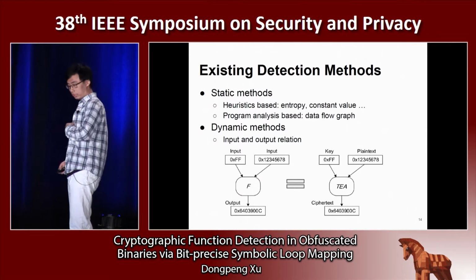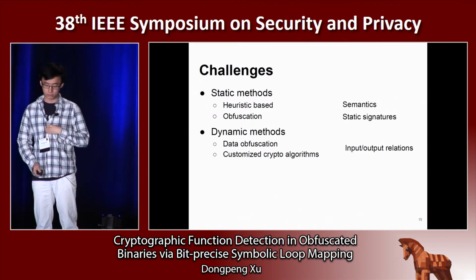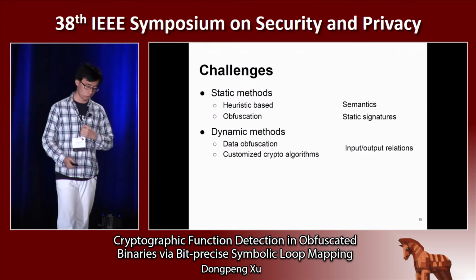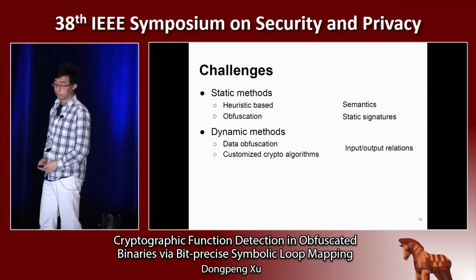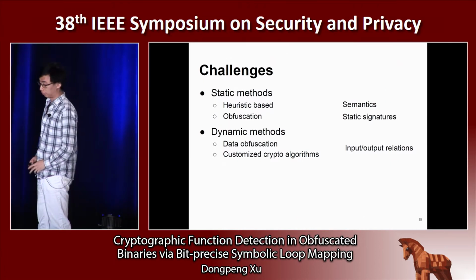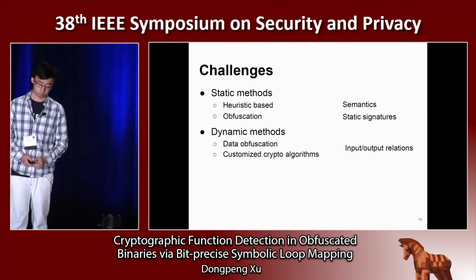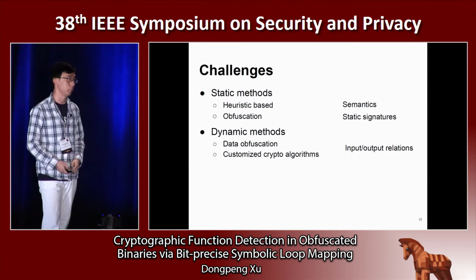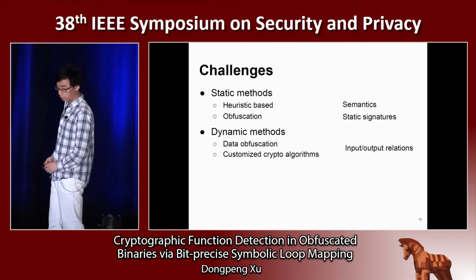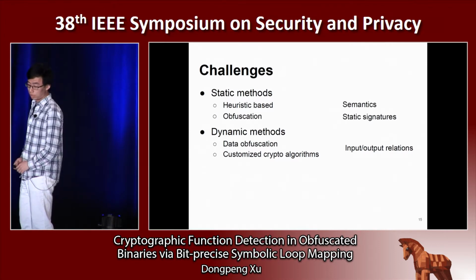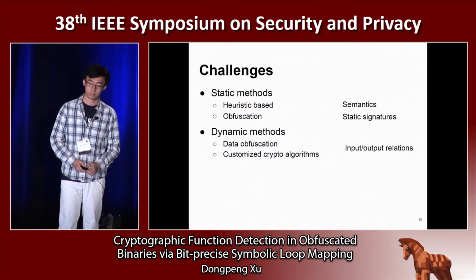But unfortunately, there are still some challenges for those existing methods. First, for the heuristic-based static methods, the heuristics they rely on usually cannot capture the essential semantics of the crypto algorithm. So they may suffer from false positives and false negatives. For those static methods based on signatures, the signatures can be hidden by obfuscation techniques.